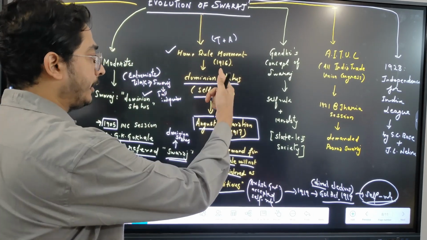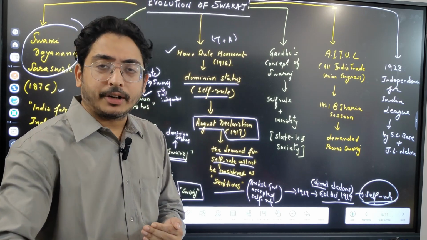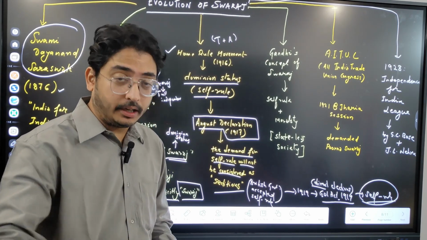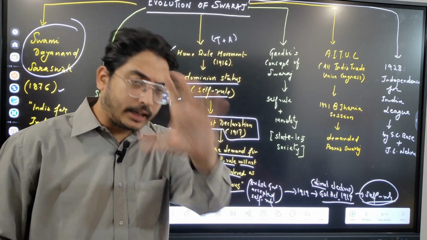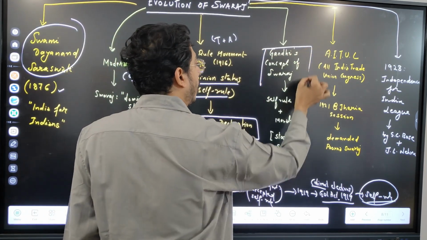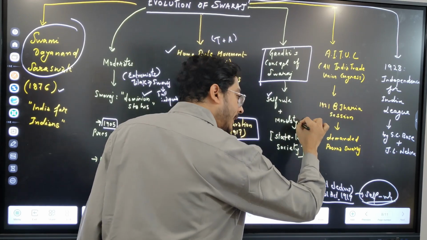Okay. Now moving ahead. Gandhi also came into the limelight after 1915, after Champaran, Ahmedabad, Kheda, and the 1920 Non-Cooperation Movement. Now Gandhi's concept of Swaraj was self-rule, but with a morality aspect.